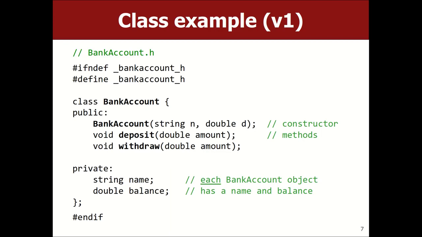But this is more like a blueprint or a template. This is saying every bank account object has a string name inside of it. Every bank account object has a double balance inside of it. So this isn't declaring one string or one double. This is specifying a template. If you declare 10 bank accounts, you have 10 string names and you have 10 double balances. And so that's an important distinction.